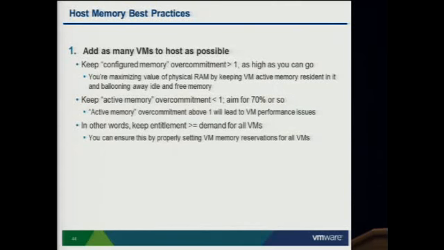So again, configured memory overcommitment greater than 1 is a good thing. Active memory overcommitment should be less than 1. Where you fall on the less than 1 scale is totally up to you. I always suggest 70%. Some people want to stay more conservative at 40% or 50%. Right now, I bet if you look at this number on your systems, it's probably averaging 10% or less, I would guess, for most customers. But you can do a lot more with that memory.